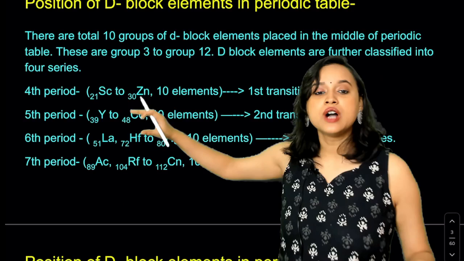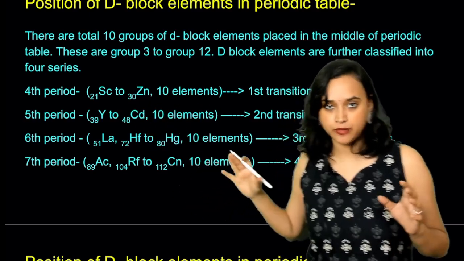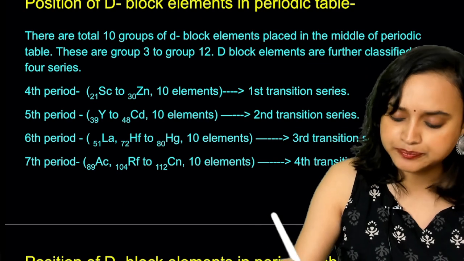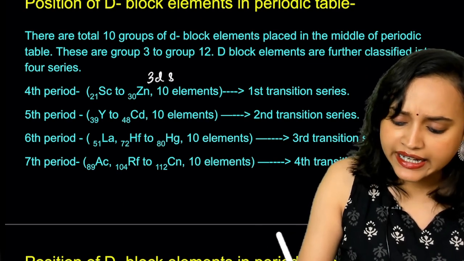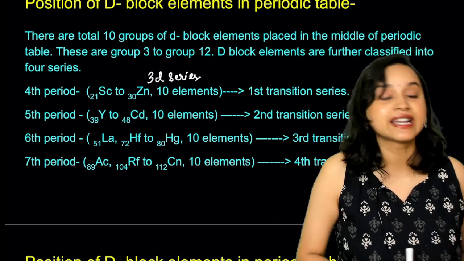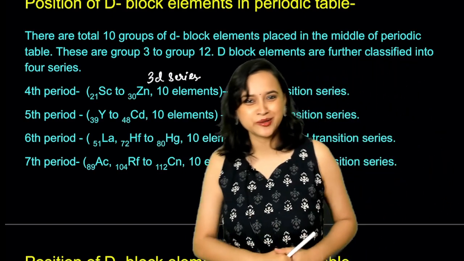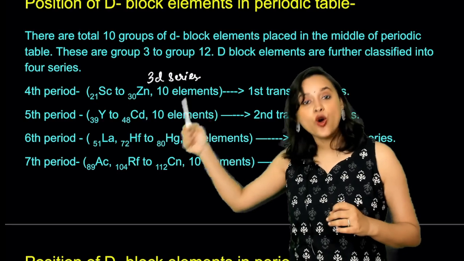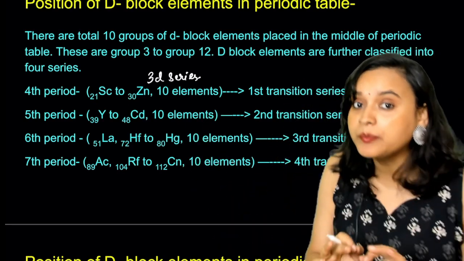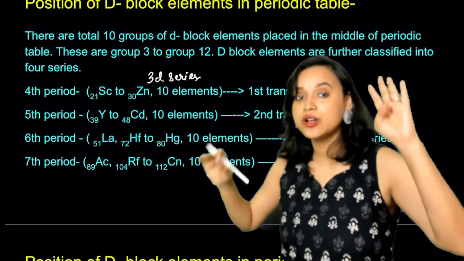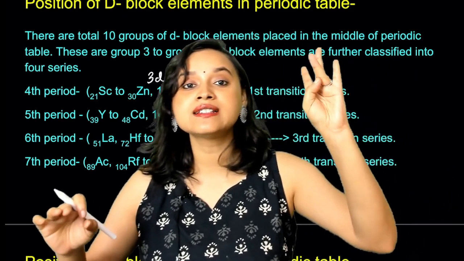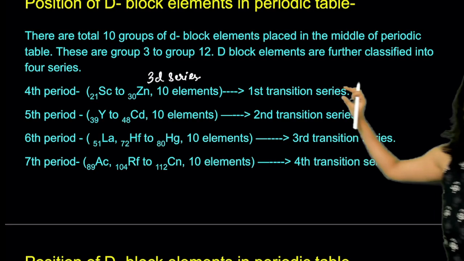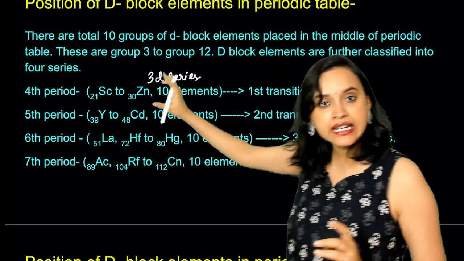Here, you have four different series of d block elements. This is the first series, the first transition series, which is also called the 3d series. Why do we call it the 3d series, my dear students? Because the last electron is going to enter the 3d orbital. That's why. So in the fourth period, from scandium to zinc, what do you have? Scandium, titanium, vanadium, chromium, manganese, iron, cobalt, nickel, copper, zinc. These 10 elements form the first transition series and are called the 3d series.